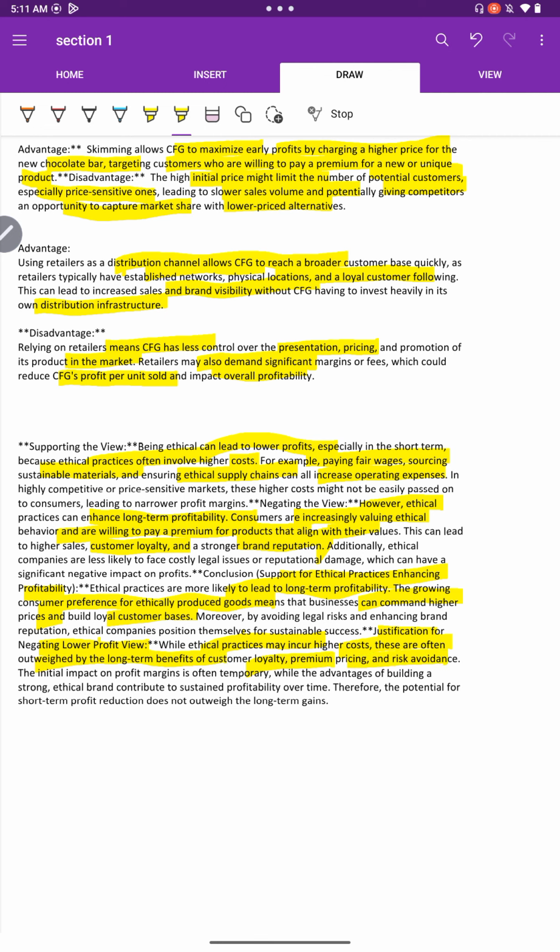So I've basically discussed both views. You have to see which type of conclusion you want to write. The initial impact on profit margin is often temporary, while the advantage of building a strong ethical brand contributes to sustained profitability over time. Therefore, the potential for short-term profit reduction does not outweigh the long-term gains. So, this is my justification for both points.